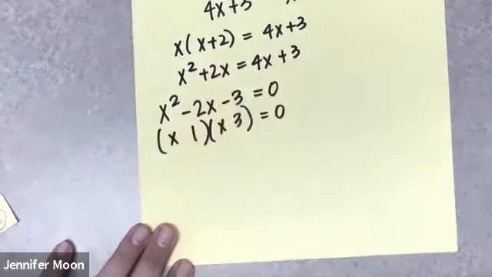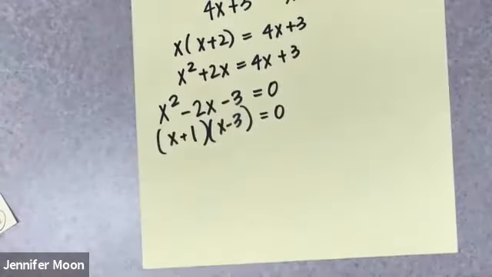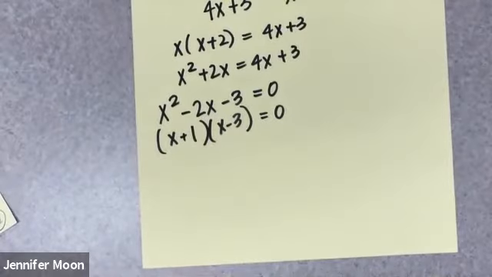Well, 1 and 3 are the only factors of 3. And if I combine them with a positive 1 and a negative 3, don't I get a negative 2? Or go to the side, quickly do the AC method. You can even do the quadratic formula, right? Because that'll always work as well.